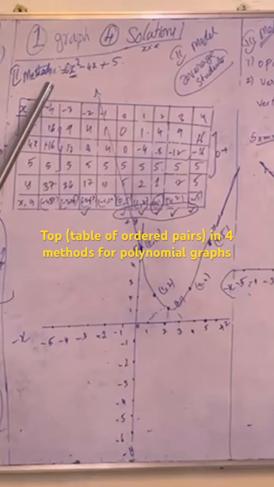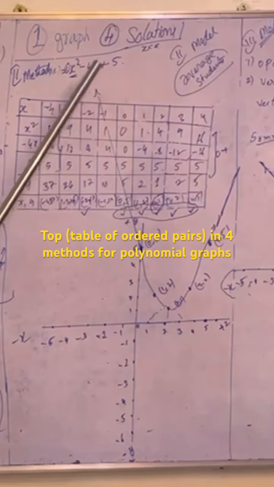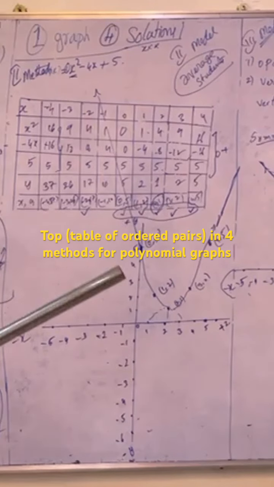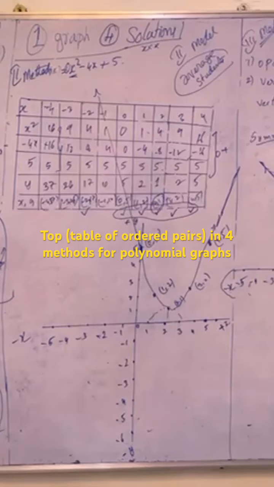Here the second method is x square minus 4x plus 5. Previously also I have told, so listen to it. I have taught you in logarithms 0.23 and 2.3 in 5 methods. Logarithms, listen to it, don't talk, remaining people. In the logarithms I have taught you 0.23 and 2.3 into 5 methods.